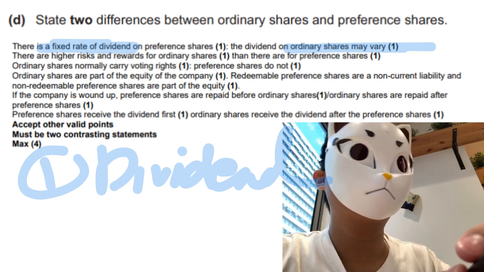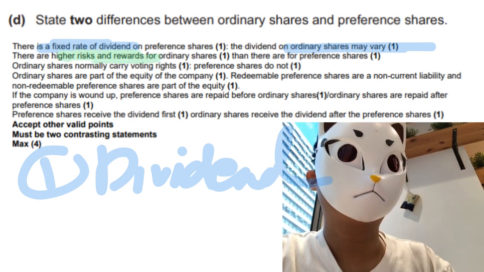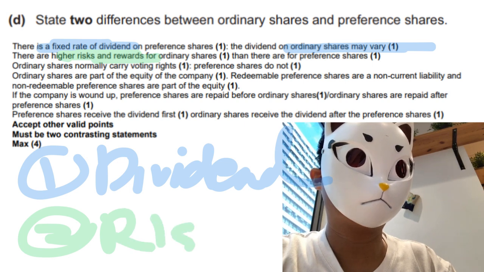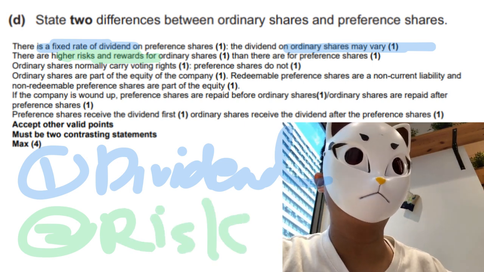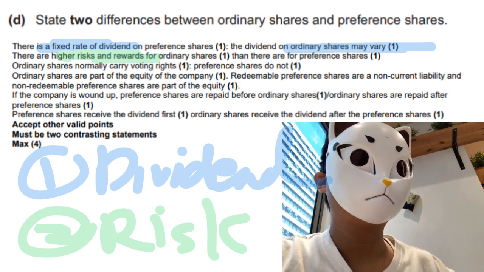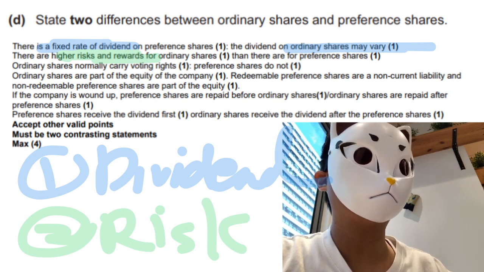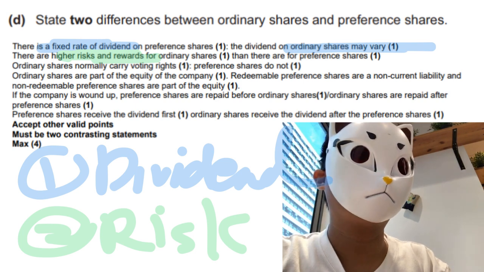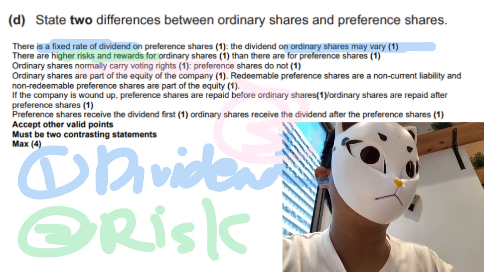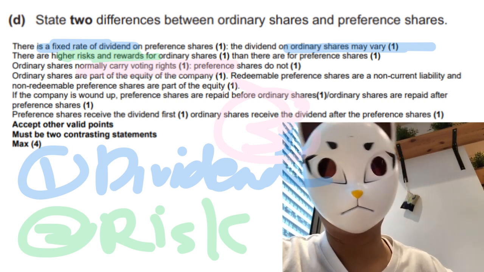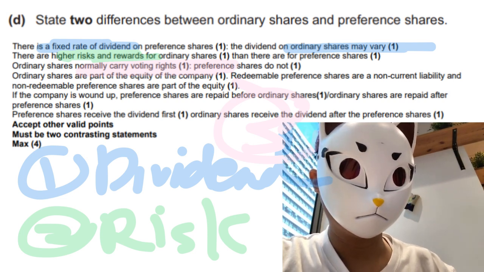Number two, the risk. Okay, you might figure it out. So these two are very common answers. There are other answers, of course, you may talk about. Number three will be about the voting rights. So you may mark it down. Number three, about the voting rights. Okay, simply a straightforward textbook question.